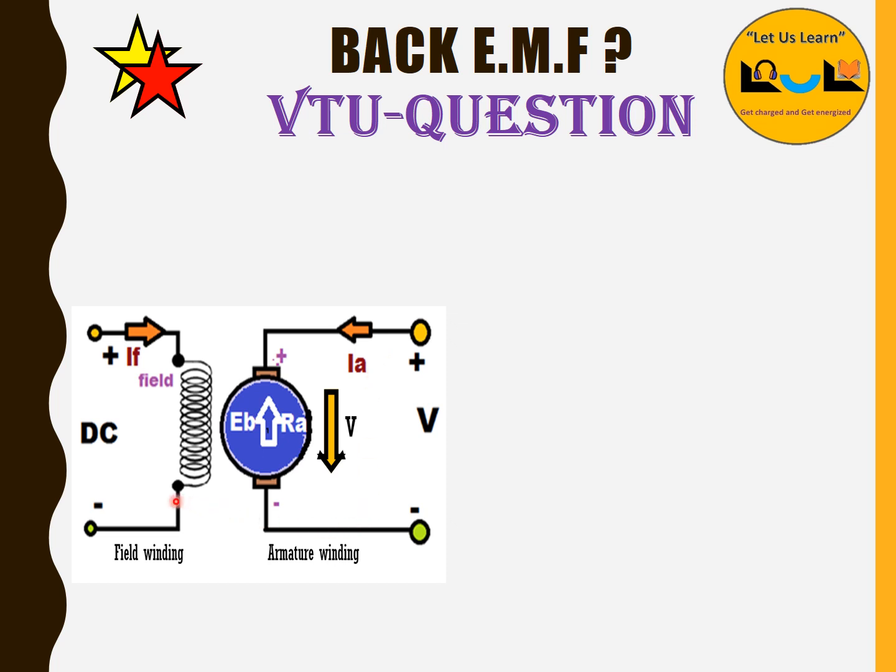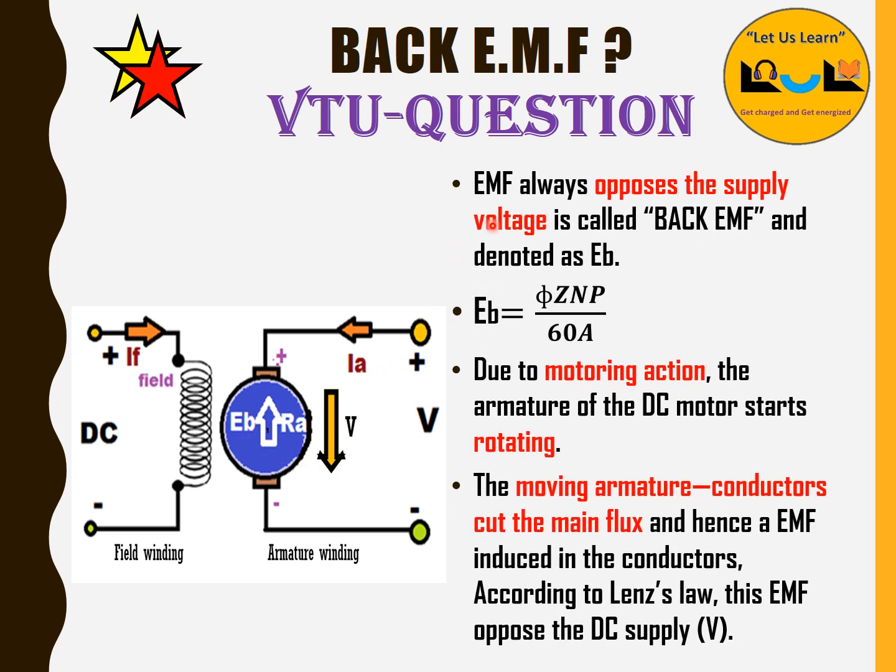See, I have taken an example, a separately excited DC motor. In this, the armature winding and the field winding are separated from each other. Here, this direction shows the applied voltage, and this direction, EB, shows the back EMF. V is the applied voltage and EB is the back EMF. The EMF that always opposes the supply voltage is called back EMF, and it is denoted as EB.